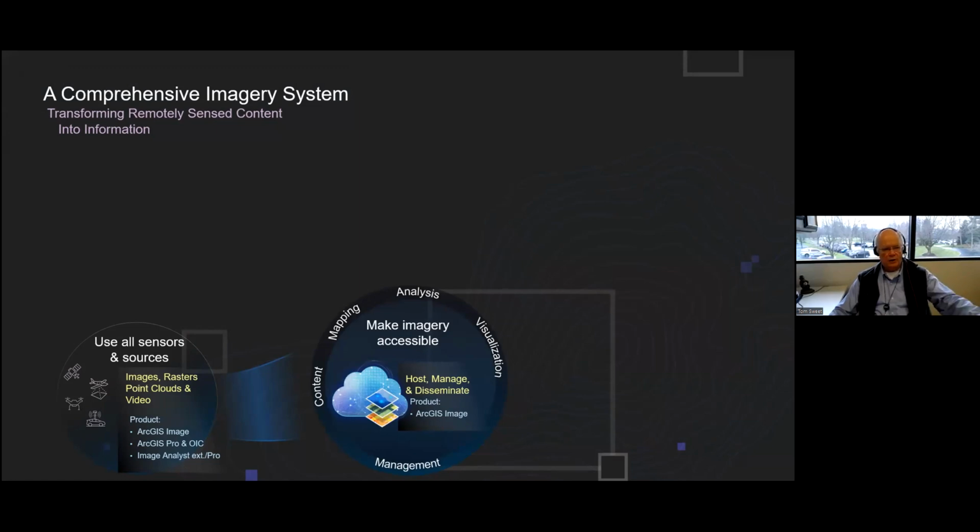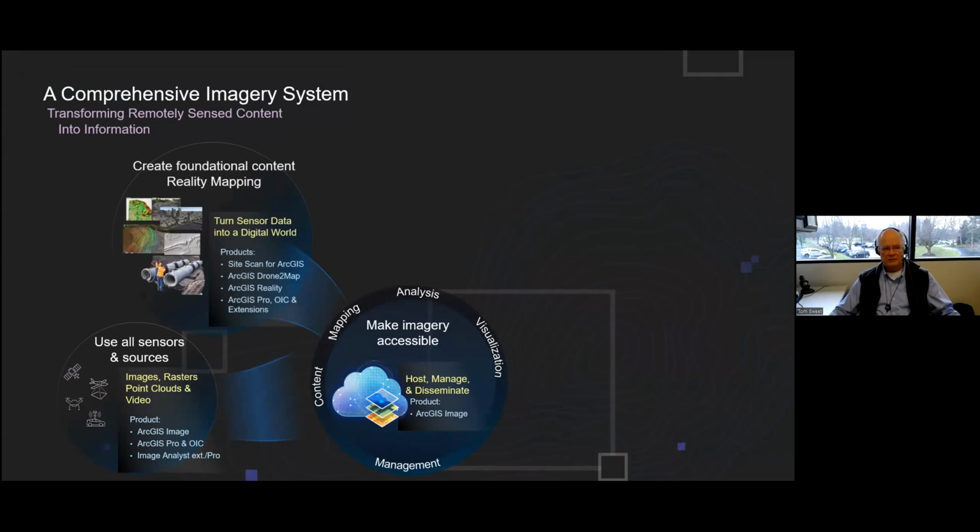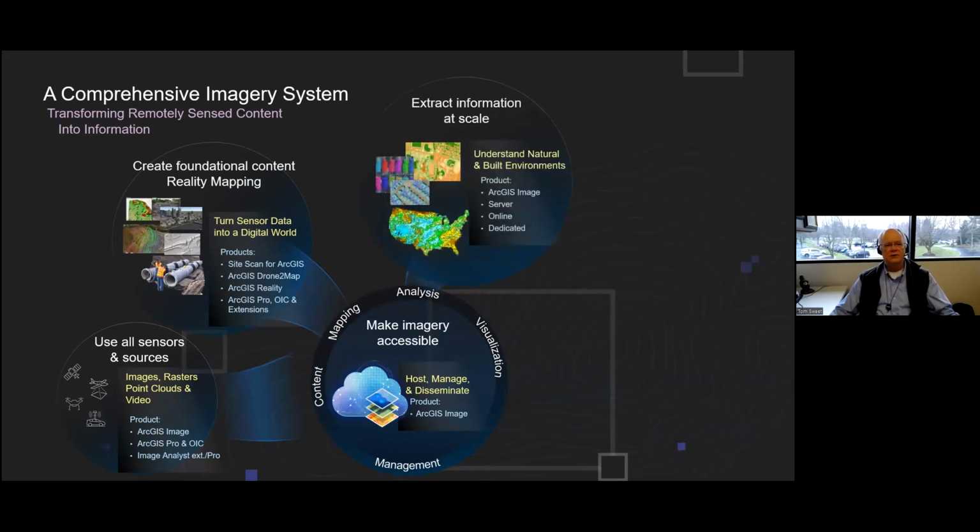So when you're working with your content, you're talking about various image handling products and extensions that allow you to manipulate those products and create the derivative products, right? So you'll see some overlap here. You'll also see some different tools that might be specific to an application like drones or reality as it comes out. And then you start to extract that information at scale.